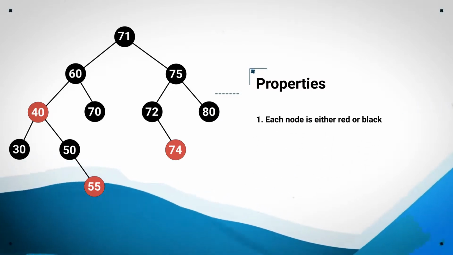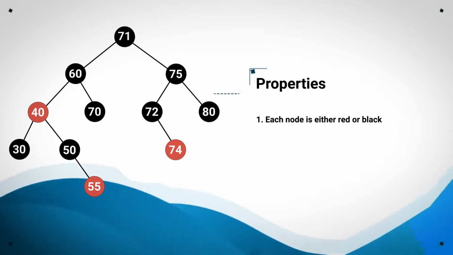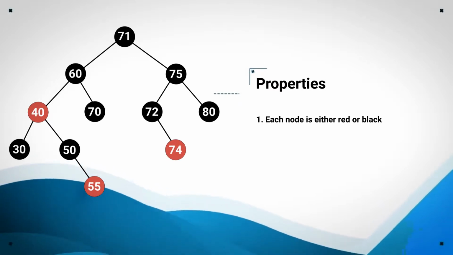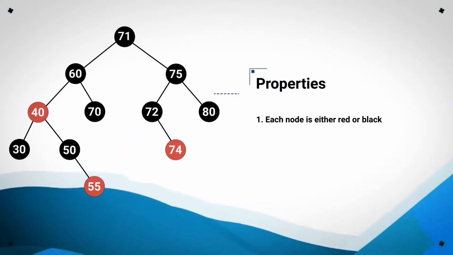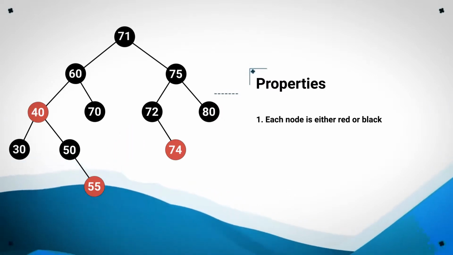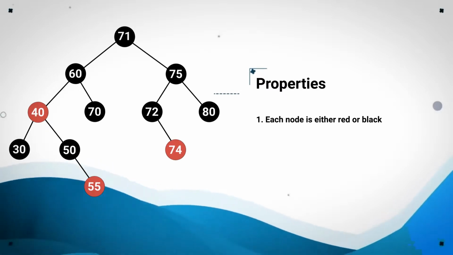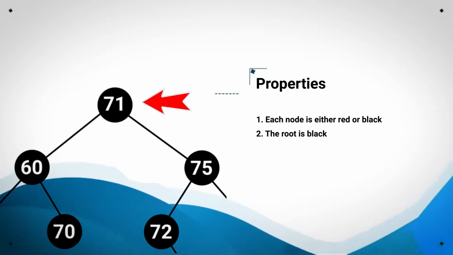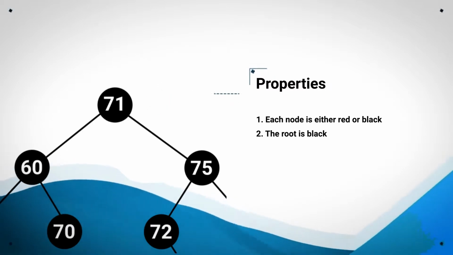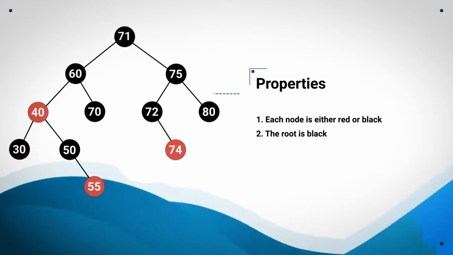First, in a red-black tree, each node has an extra bit of information which we call the color of the node. It is either red or black. These colors help us to ensure that the tree remains approximately balanced while performing operations such as insertions and deletions. Second, the root of a red-black tree is always black. If at any point this becomes red, we can simply repaint it to black.